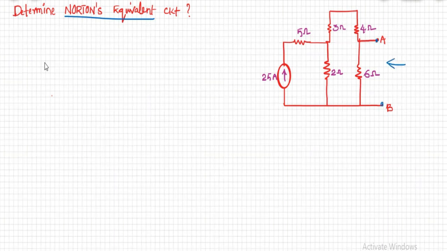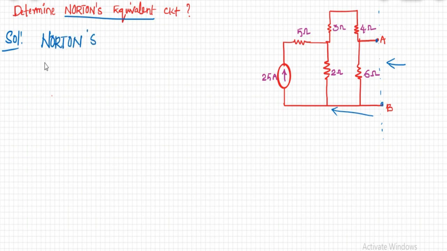So this network to the left of the A and B terminals should be replaced with a current source in parallel with a resistor. That is nothing but Norton's equivalent circuit, right? So we are going to perform Norton's theorem here.